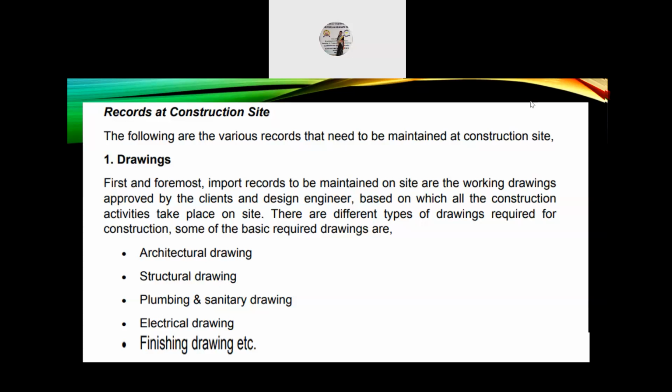The first one is drawings. First and foremost important record to be maintained on site are the working drawings approved by the clients and design engineer, which is based on all the construction activities that will take place on the site. There are different types of drawings required for construction. Some of the basic required drawings are architectural drawing, structural drawing, plumbing and sanitary drawing, electrical drawing and finishing drawing, etc.